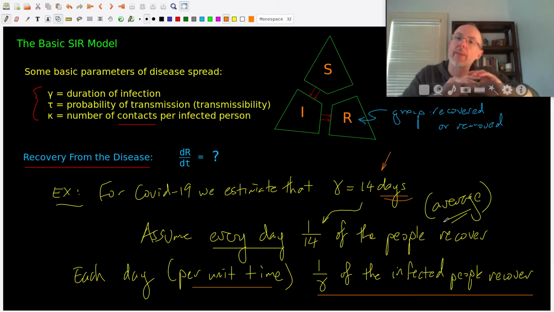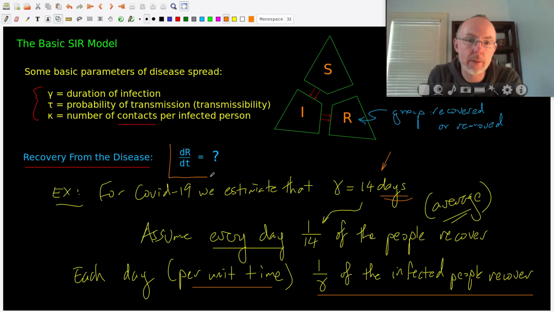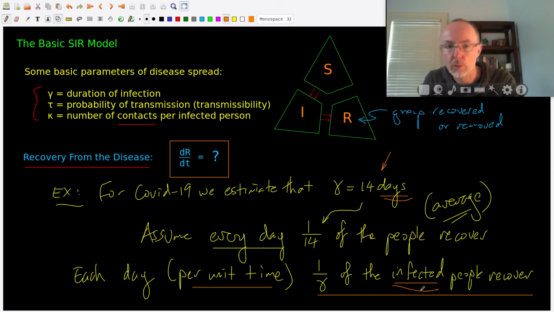And if you think about the long span of the disease, that's not unreasonable because people are getting sick at different times. So the people in the infected group have been there for different times. Once the disease is up and running, you expect that 1 over 14 days of them will recover in every period of time. And that lets us answer our fundamental mathematical question: what's the rate of change of recovery with time? The answer is 1 over gamma of the people who are infected recover in each time period. In this case, the way I've set it up, it would be days.